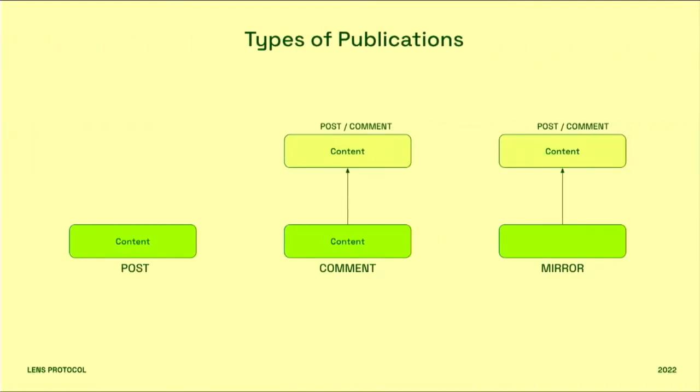So as Alan was saying, when you post to your profile, there's three different types of publications. There is the simple post, the comment, and the mirror. The post itself is just content. This can be of any content type: text, image, video, anything. The comment has content as well, but it also has a reference to another publication. Again, the content can be anything. And lastly, there's the mirror. The mirror is simply a reference. A mirror is a repost, similar to a retweet.